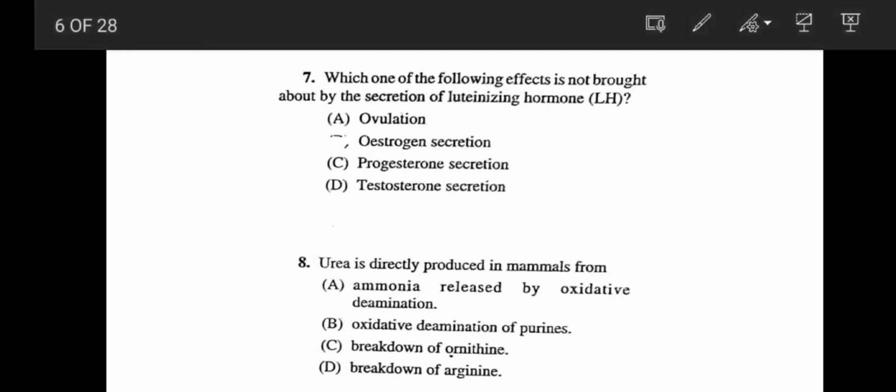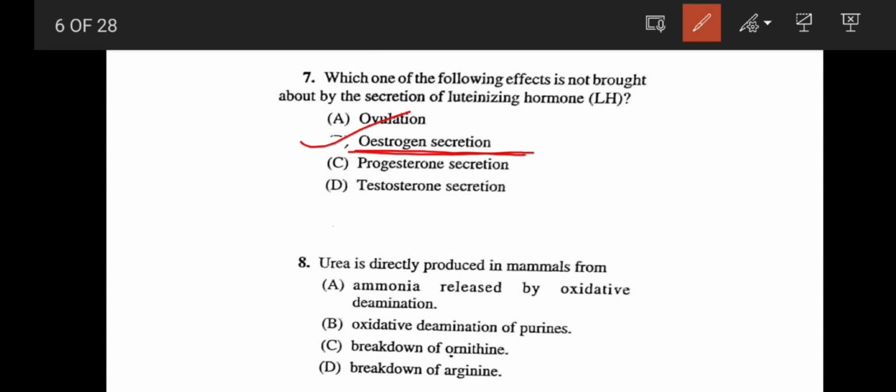Coming to the seventh question, which one of the following effects is not brought about by the secretion of luteinizing hormone? Whenever the luteinizing hormone is at its peak level of secretion, ovulation occurs and progesterone secretion increases, but estrogen secretion never increases. Before the LH surge, the estrogen secretion drops down. So here the correct answer would be option B, estrogen secretion.